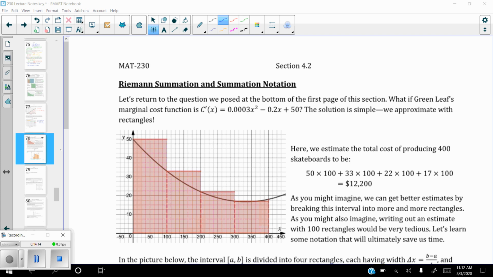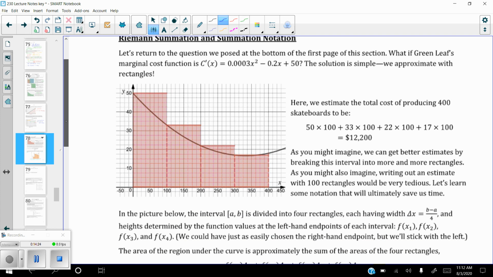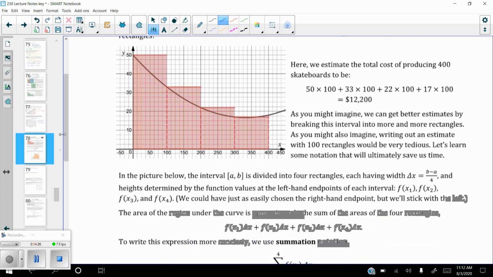What if Greenleaf's marginal was this quadratic function which is shown here? The solution is actually pretty easy. We're going to use rectangles to approximate it. Now I say that it's easy, but the concept isn't that difficult. But what you should be able to see just from looking at the graph itself is that the rectangles we're using are completely over top of the curve. So this is definitely going to be an over approximation. We're going to have over approximated this.